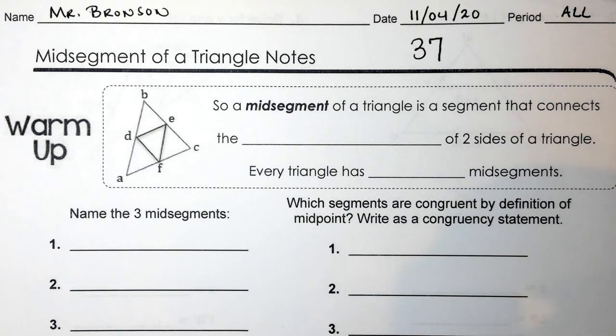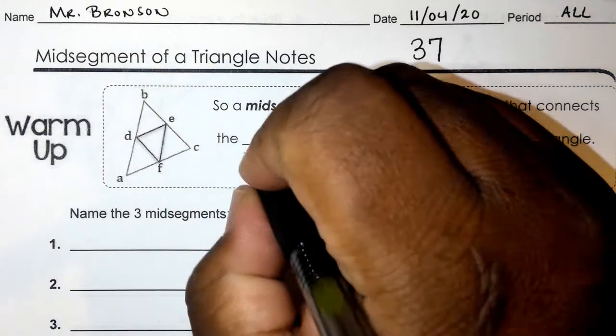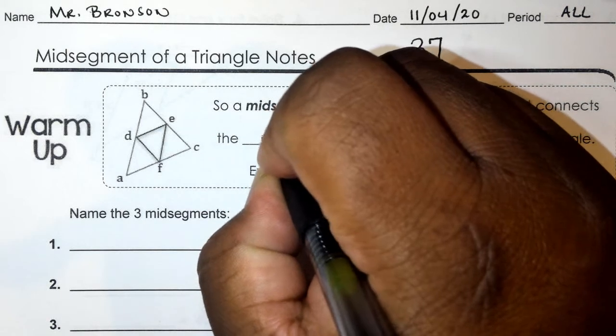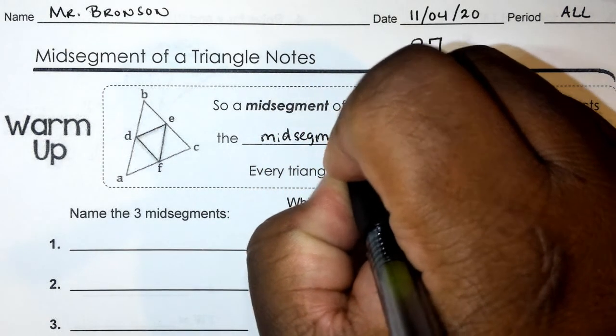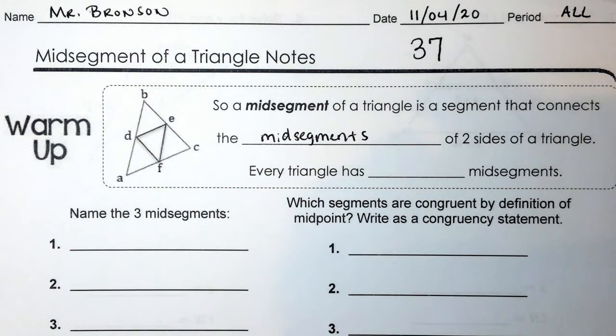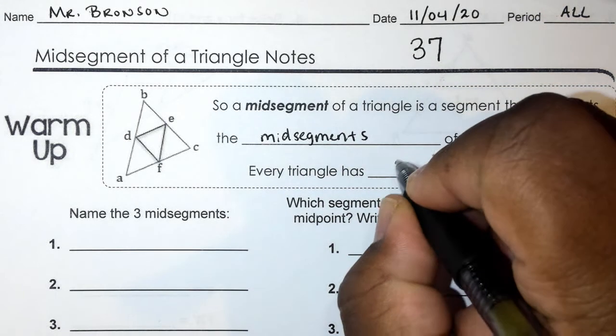At the top here it says, a mid-segment of a triangle is a segment that connects the midpoints of two sides of a triangle. Every triangle has 3 mid-segments.